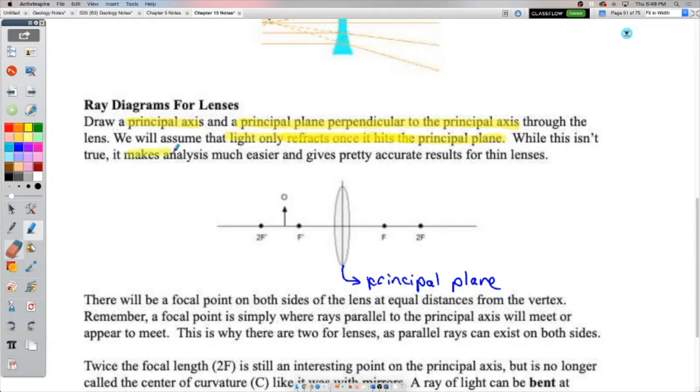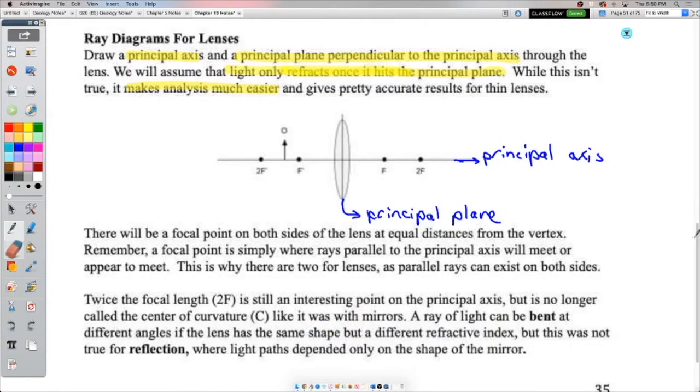Okay, so it makes analysis much easier, rather than calculating the angle of refraction on the way in and on the way out, and then doing that for at least three rays. You can imagine that's a nightmare, right? So it gives pretty accurate results for thin lenses. So just a reminder of terminology here. We have our principal axis, that's the horizontal one.